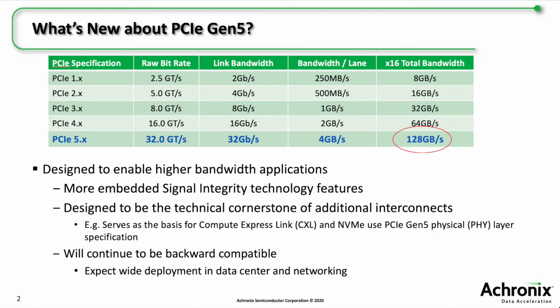PCI Express Gen 5 also supports more embedded signal integrity technology features, and it's designed to be the technical cornerstone of additional interconnects. If you look at specifications like CXL and NVMe, they're built on top of PCI Express to maximize interoperability. PCI Express Gen 5 will continue to be backwards compatible with previous generations of PCI Express, and this allows us to expect wide deployment in data center and networking applications.